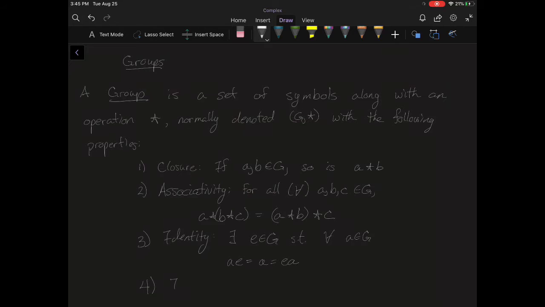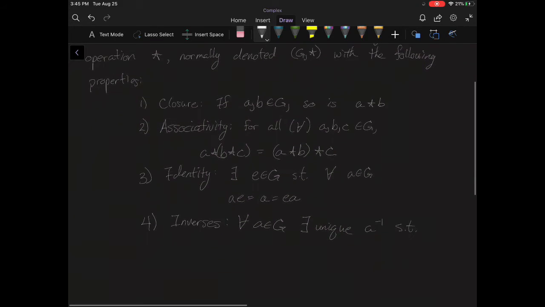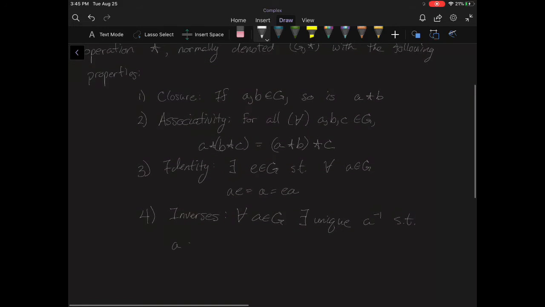Now, our last property that makes something a group is an inverse. So that says for any A in G, any element you want in G, there exists a unique element A inverse, such that A times A inverse is the same as A inverse times A, which is E, and that E is our identity element.